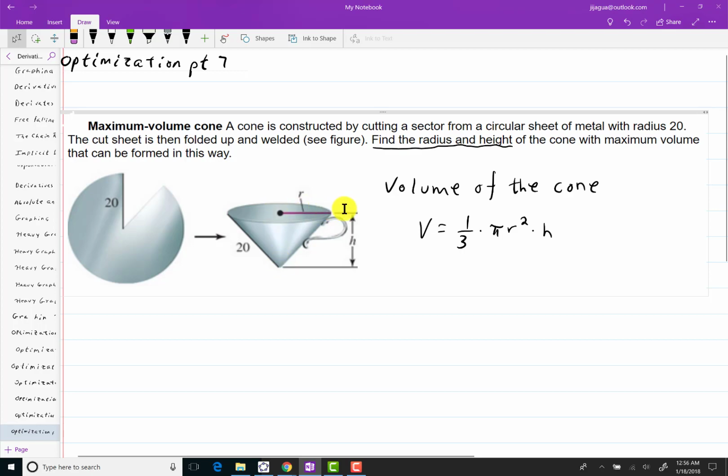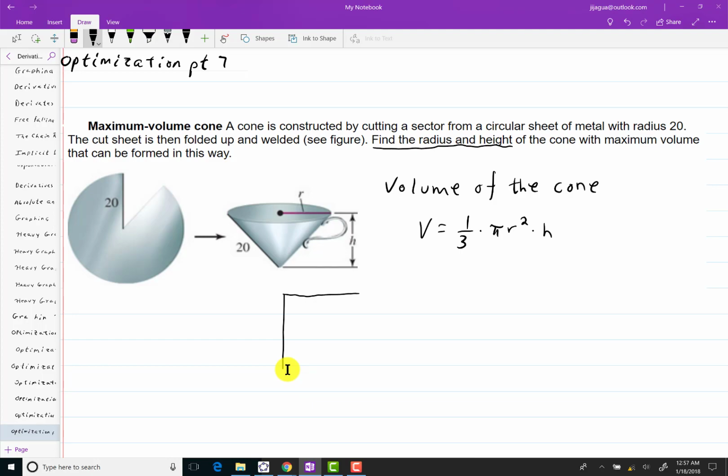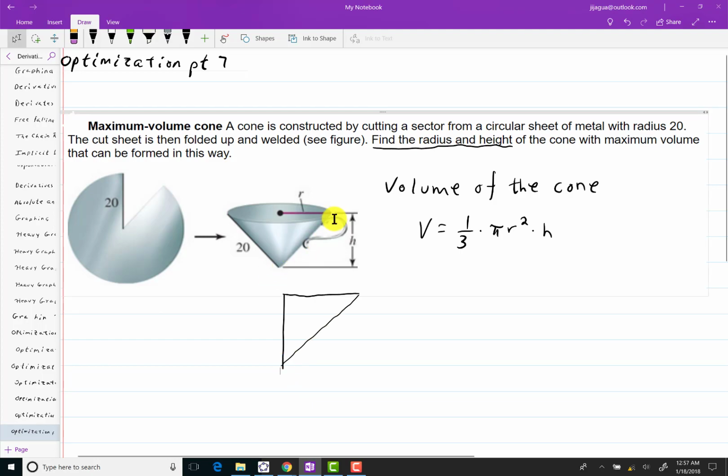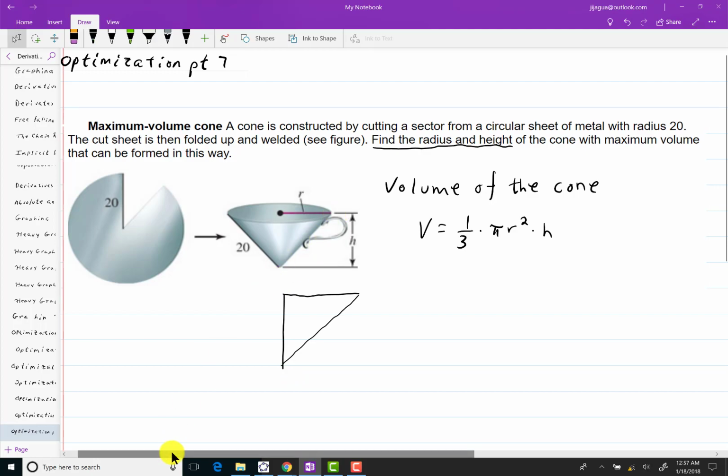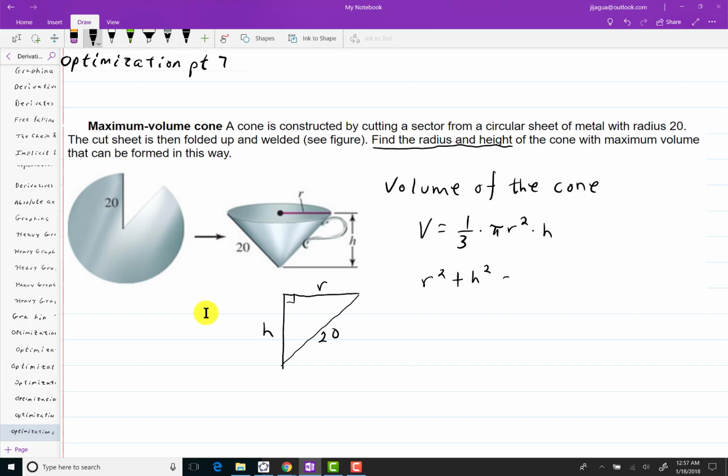This is r, and you can see a right triangle with a hypotenuse of 20. In case you cannot see it, I'll draw it down here. The 20 is this slant, and then h is this, and then r is the base. So the Pythagorean theorem tells us that r squared plus h squared equals 20 squared.